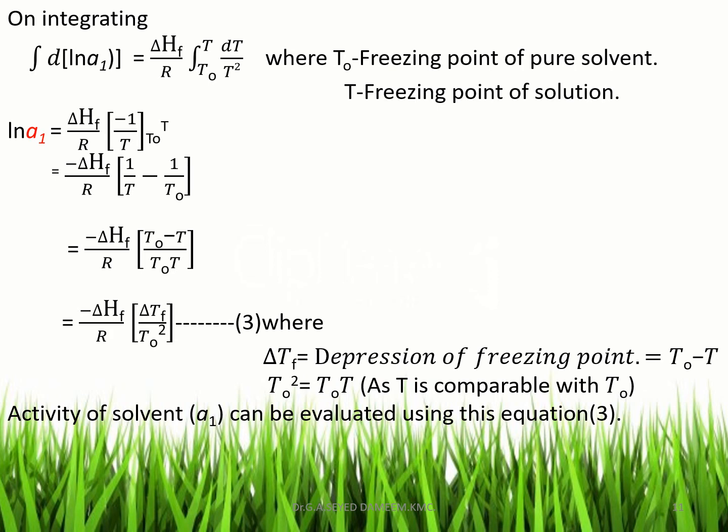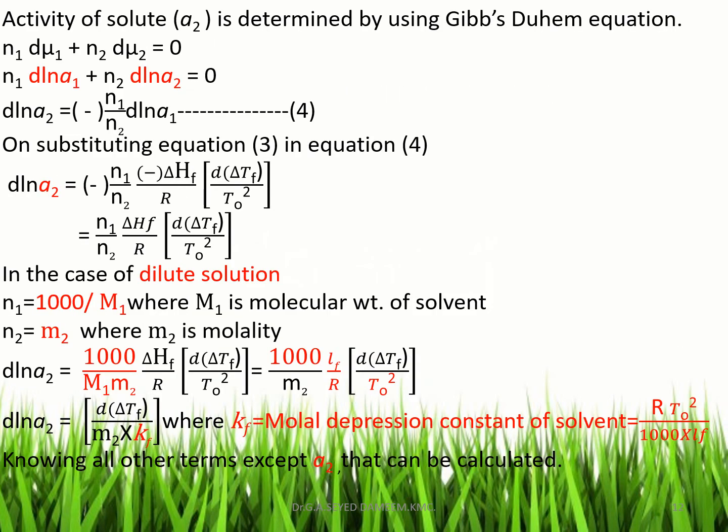Therefore the equation is ln A1 equals minus delta HF divided by R, times delta TF divided by T0 square. Here the activity of solvent A1 is calculated using this equation. So that is the activity of solvent A1 that can be evaluated using this equation. Now, the activity of solute A2 is determined by using the Gibbs-Duhem equation.